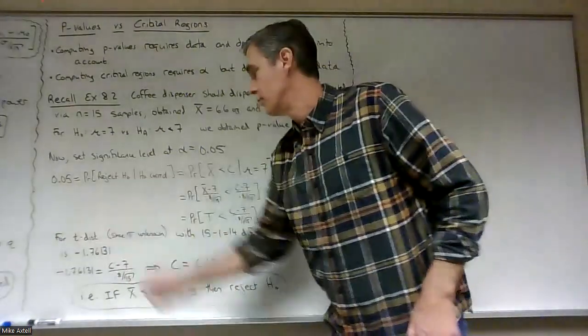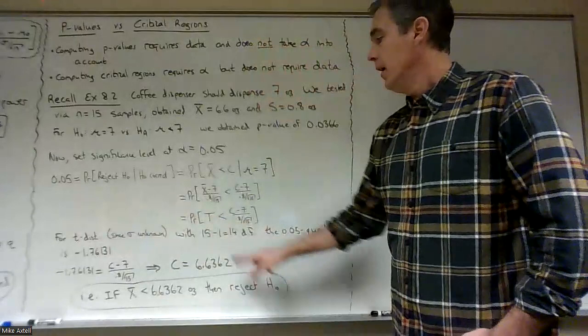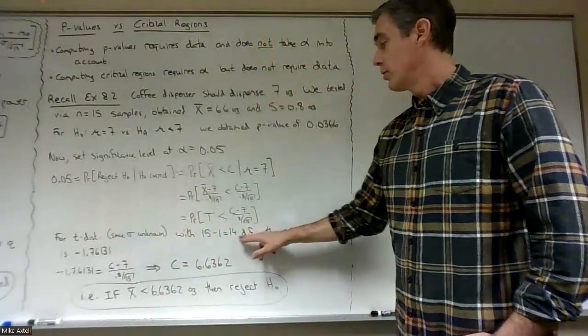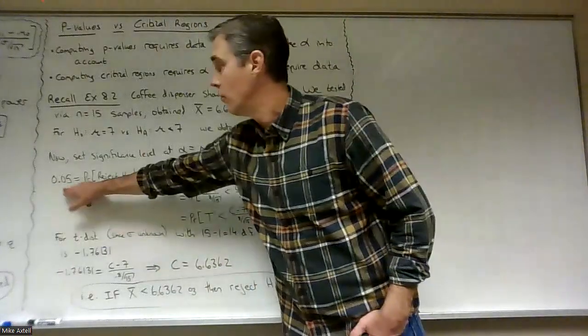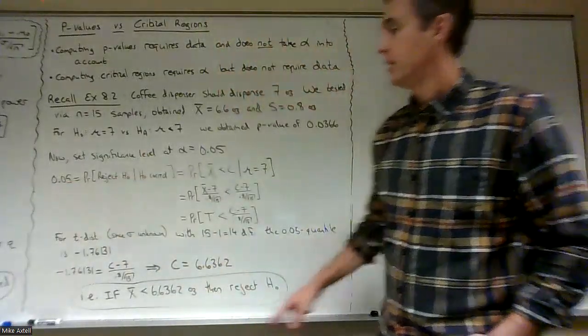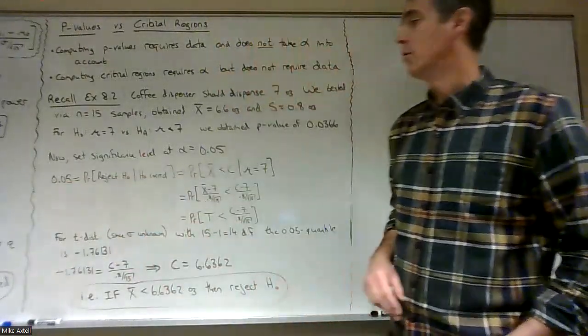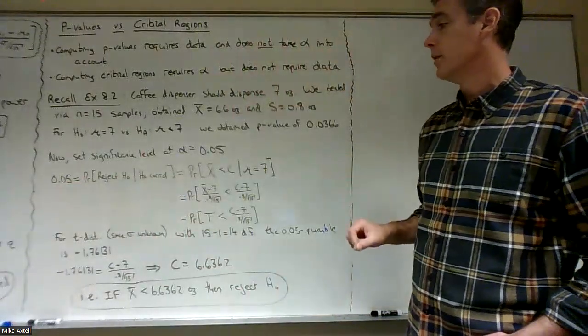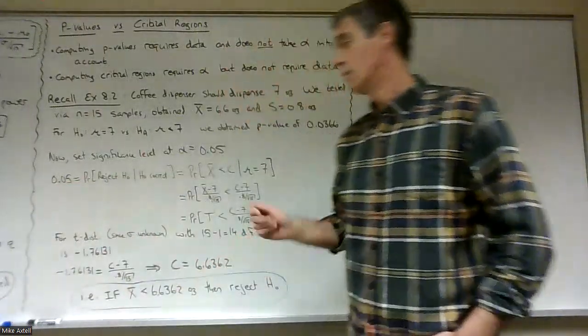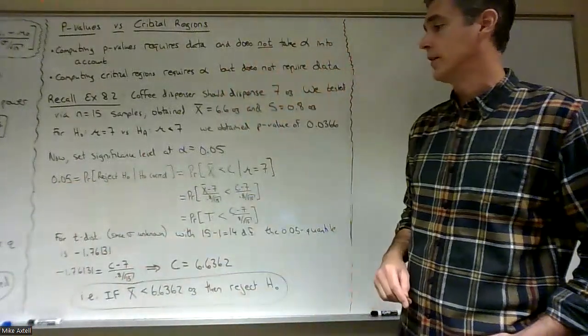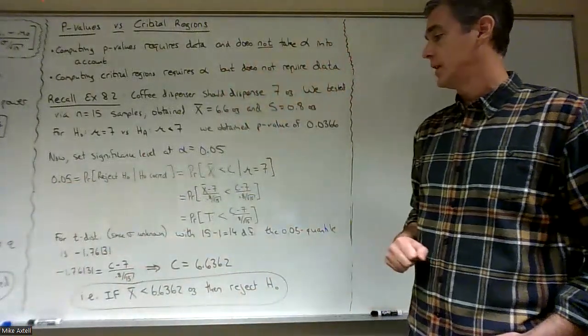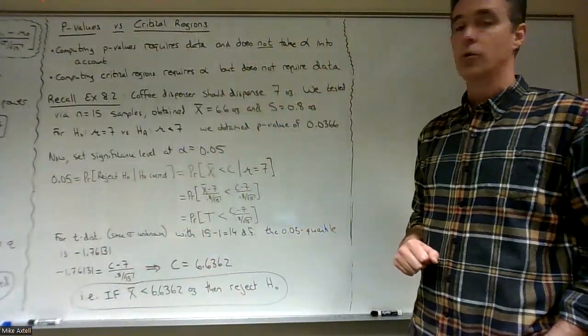However, for a t distribution, since sigma wasn't known, we've got 15 minus 1, 14 degrees of freedom, and I'm looking for the 0.05 quantile, right? And it turns out via R that I got negative 1.76131. So I set negative 1.76131 equal to this monstrosity, C minus 7 over 0.8 divided by root 15. Solve for C, and I get 6.6362.